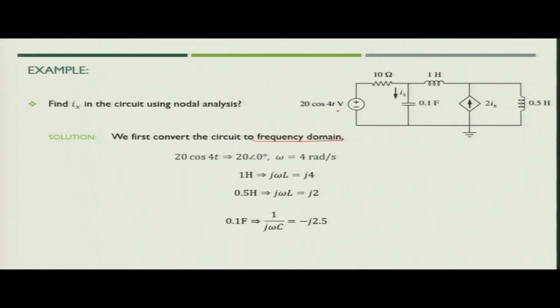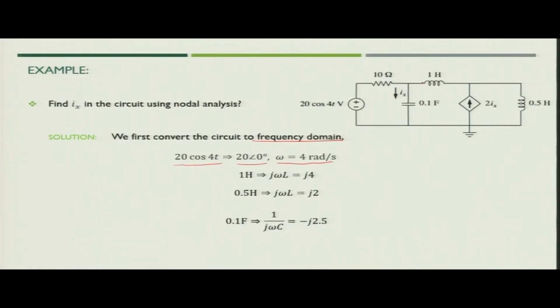So, now let us see this voltage source. Voltage source is given as 20 cos 4t. So, what we can write, since we do not have any phase angle given in case of this voltage source, the reference would be 20 angle 0 degree. So, we take it as a reference, and now what is omega? Omega is given as 4 radian per second. So, if you compare with say Vm cos omega t, omega will be equal to 4. So, now this omega will help us to transform the various circuit elements into frequency domain.